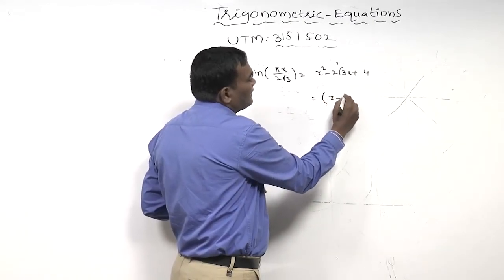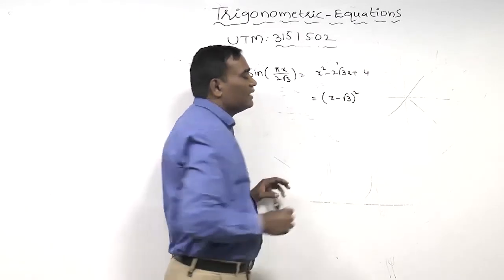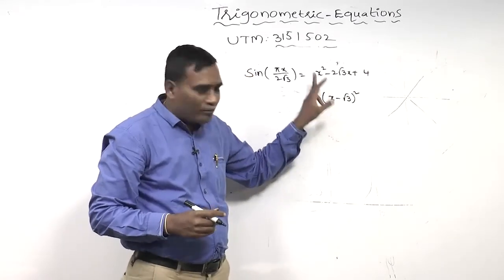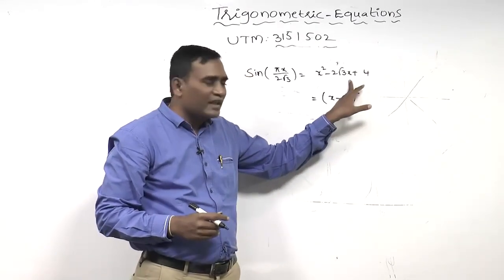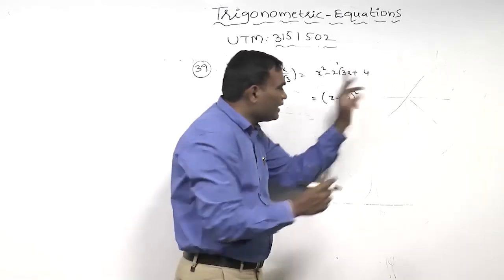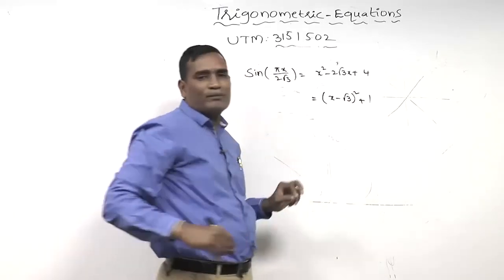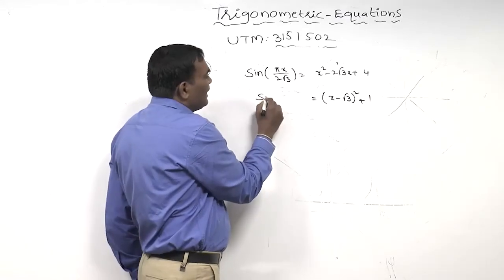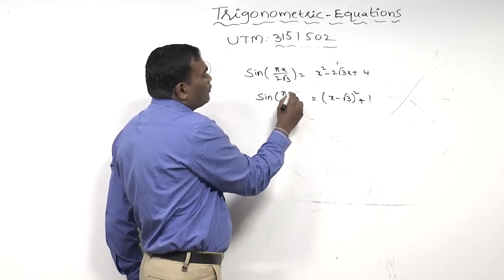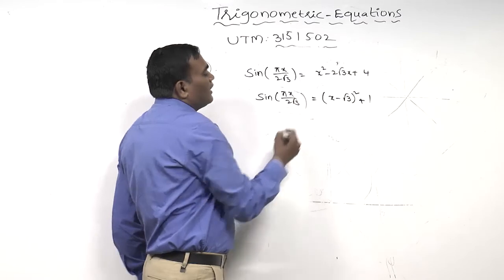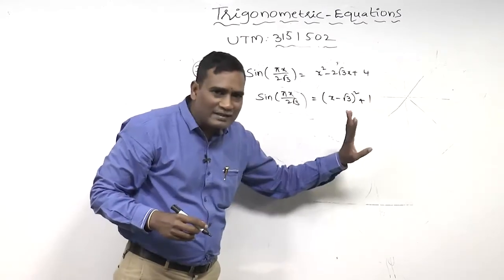I am writing (x minus root 3) whole square. What is that? x square minus 2ab, that is minus 2 root 3 x plus 3. But here plus 4 is there, no? You write plus 1. Okay. So, sine of pi x by 2 root 3 is equal to (x minus root 3) whole square plus 1.